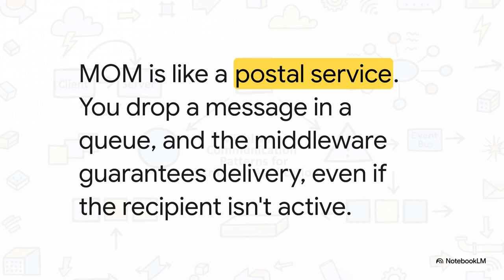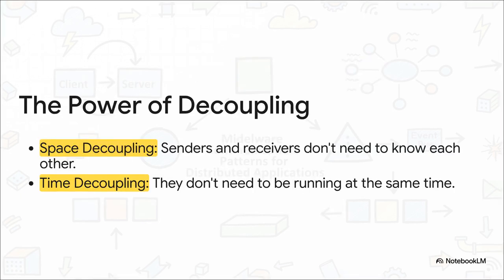You can imagine this gives you an incredible amount of flexibility and makes your system much more resilient. And this leads to what I like to call the two superpowers of MOM: space and time decoupling. Space decoupling means the sender doesn't need to know who the receiver is or even where it is. It just sends a message to a topic, like new orders, and has no idea who's going to read it. Then you have time decoupling. This means the sender and receiver don't have to be running at the same time. You could post an order even if the order processing system is down for maintenance. No problem. It'll just grab it from the queue when it comes back online.